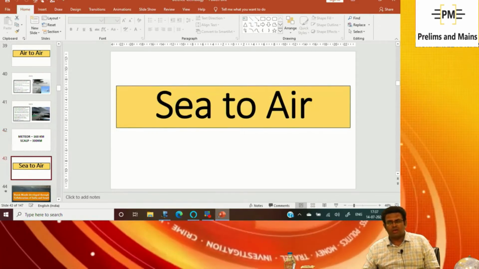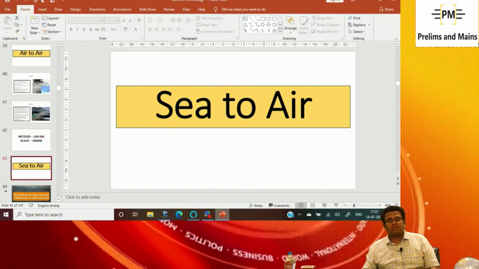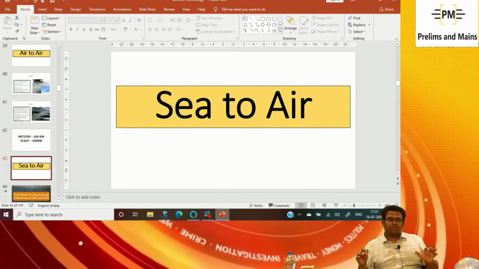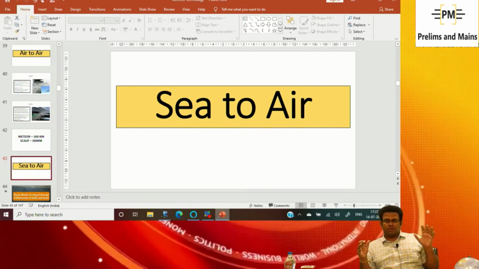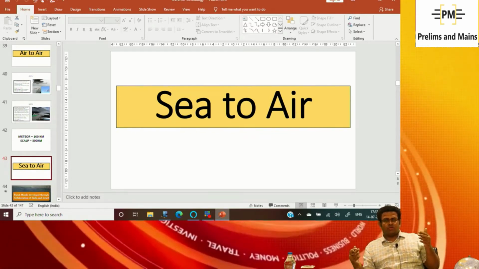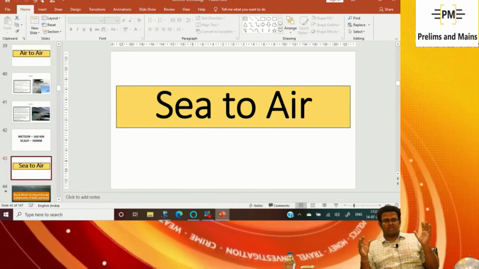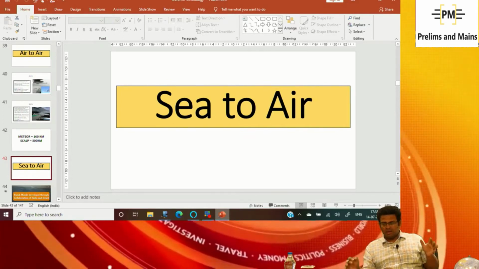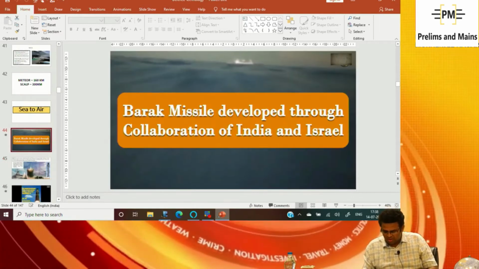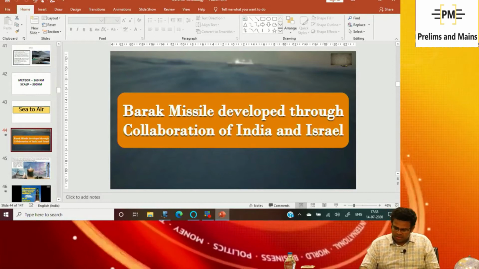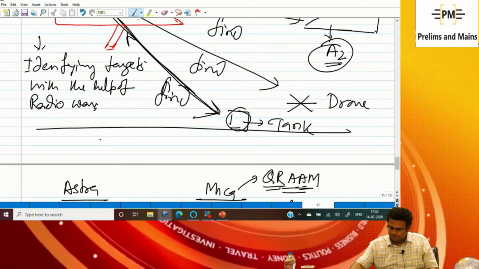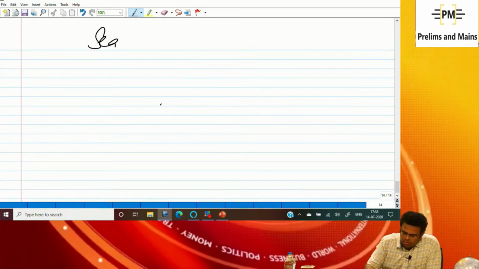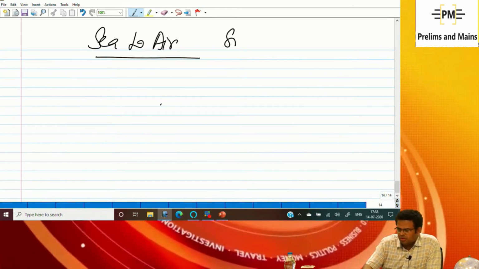Now, in sea to air, we have already seen the K series submarine launched missiles. And for sea to air, or better to say also surface to air, the most important one is a very high quality variant, and its name is Barak 8, the Barak missile. I'll show you the animation of it. It is a sea to air or surface to air missile.